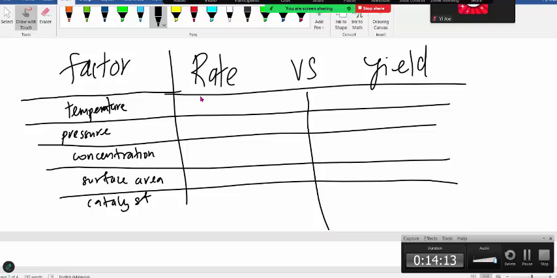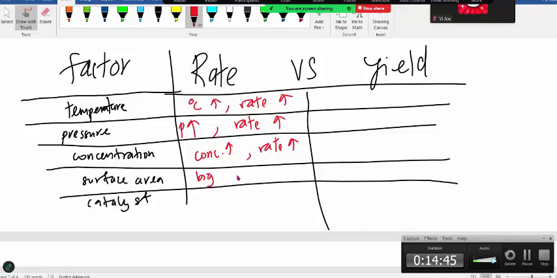Yes, sir. When the temperature is high, the rate is high. I have a big fire and a small fire. Which one cooks faster? Big fire. When the pressure is high, the rate is high. When the concentration is high, the rate is high. When the surface area is big, the rate is high. When the catalyst is present, the rate is high. So easy, right? Rate is so easy.